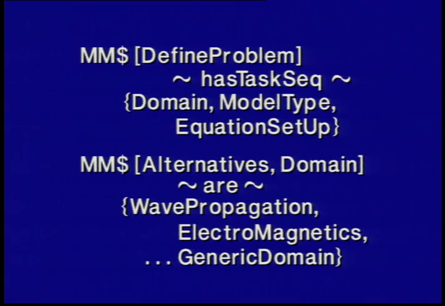The plan for defining a problem, represented as a declarative task sequence, is to identify the application domain and model type to help set up the equations. The design strategy for the first task has the goal of selecting the application domain and a set of stored alternatives, and uses the default selection method of asking the user to choose from the alternatives. After the problem is specified, the system can make more of the choices automatically.